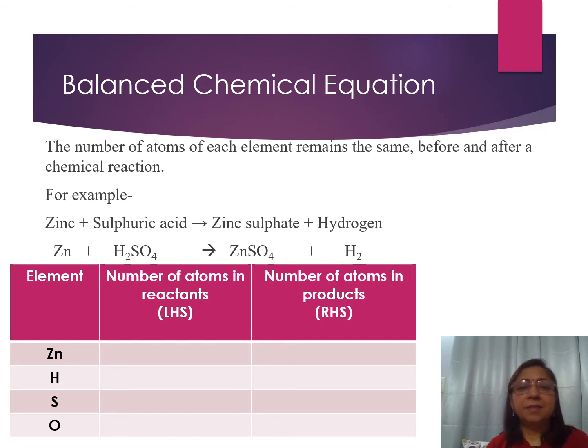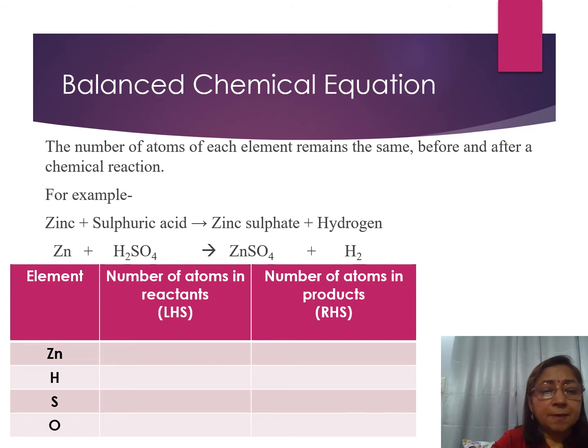A chemical equation is balanced so that the number of atoms of each element remains the same both before and after the reaction. Here we are taking an example of zinc plus sulfuric acid. When it reacts, it will form zinc sulfate and hydrogen. So I will count the number of atoms of each element both on the left hand side as well as on the right hand side.